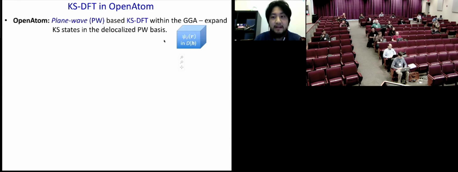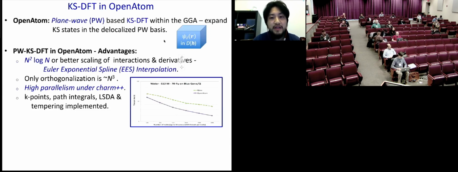Currently, Kohn-Sham DFT is already implemented in OpenAtom. As you can see in this figure, and you'll see more and more figures throughout our talk, they basically say one thing from different aspects: OpenAtom is faster than anybody else. The reason behind this is we have better maths, and we are doing everything under the Charm++ framework.